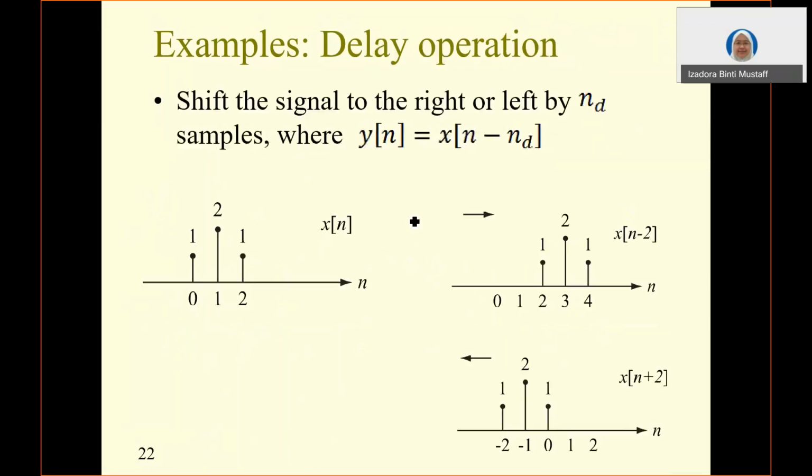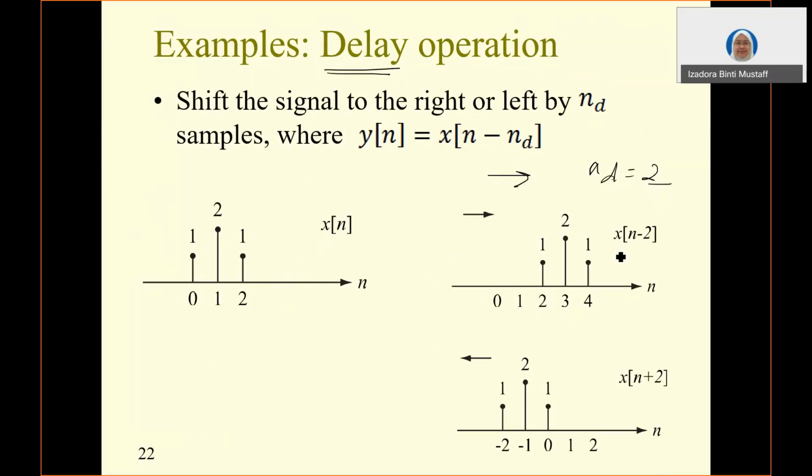Right? Okay, now the delay operation. As I said earlier, when we use the term delay operation, it can also refer to the advance operation. So here yn equals xn minus nd. We have xn again with this sequence, and nd equals 2. It means we need to delay our xn sequence by 2 samples, to the right.